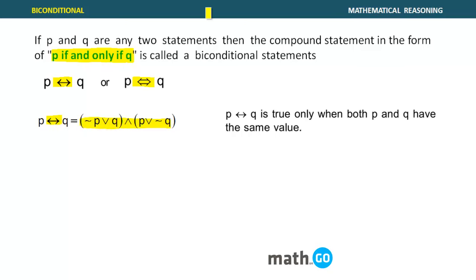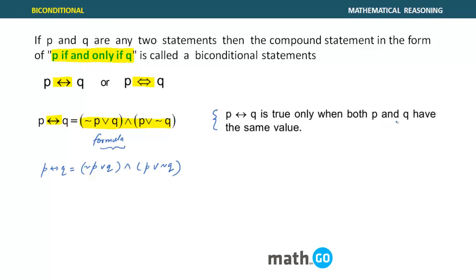Cumbersome to remember, but it will be great if you can remember this. You will not find questions based on this, but still I will advise that do remember this. So it is simply negation P or Q, take intersection, and then reverse the order, that is P or negation Q. This is how you have to remember P biconditional Q, if and only if. And if you just want to remember the property, it is true only when both P and Q have the same value. So that means if both are true, then it will be true.